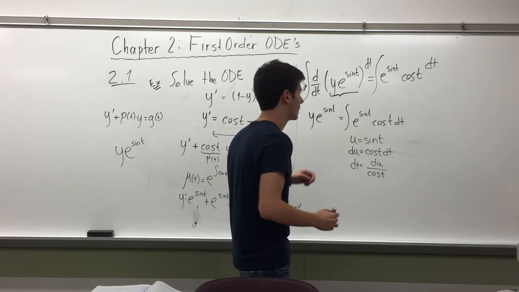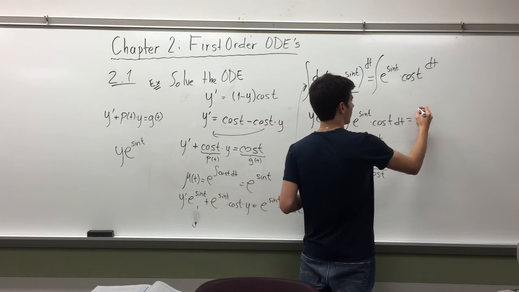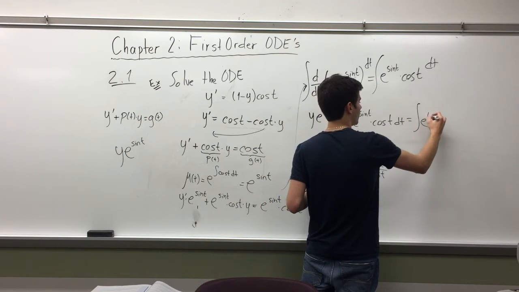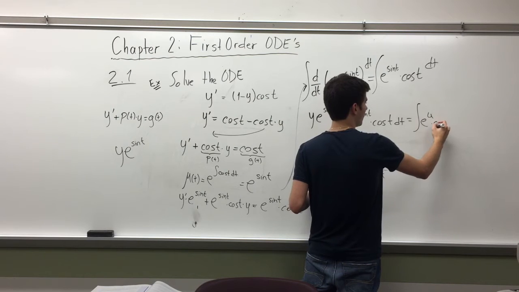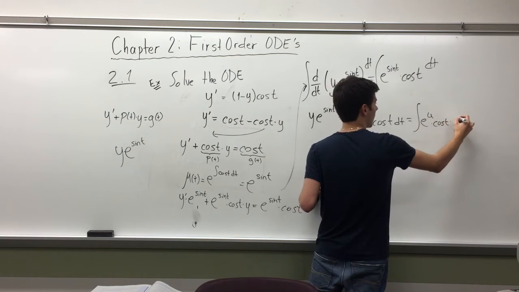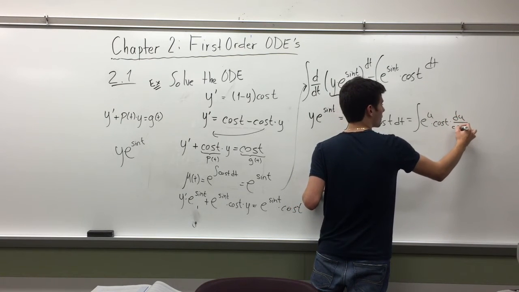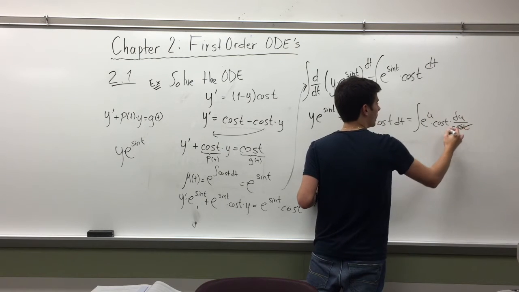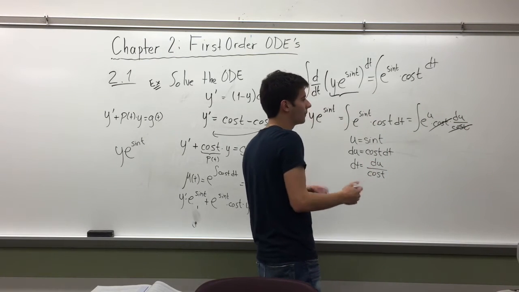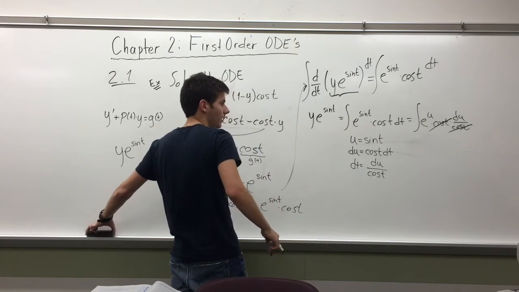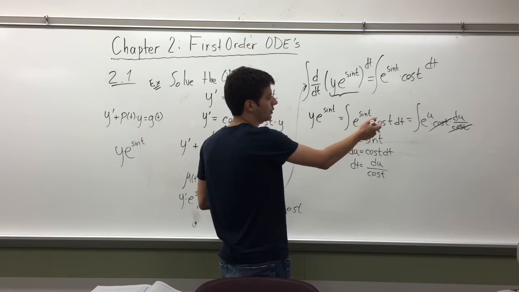And we can rewrite this integral as the integral of e to the u times cosine of t times du over cosine of t. And the cosines are going to cancel out. All we're going to be left with is e to the u.